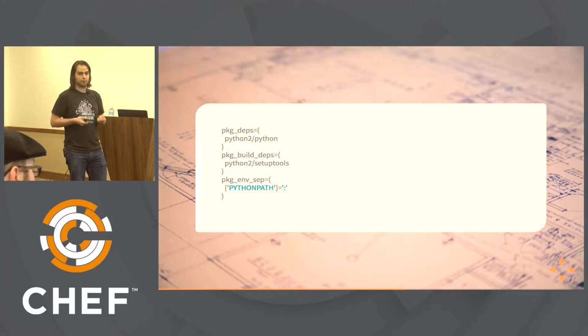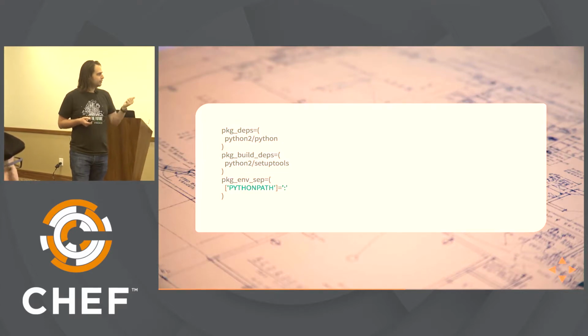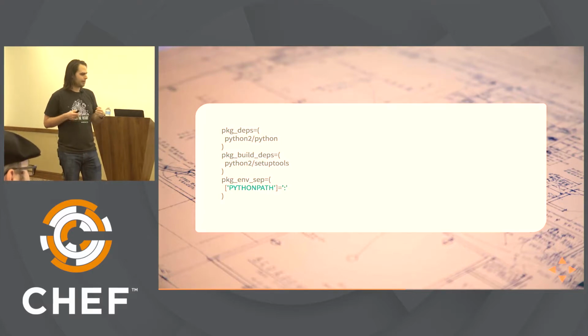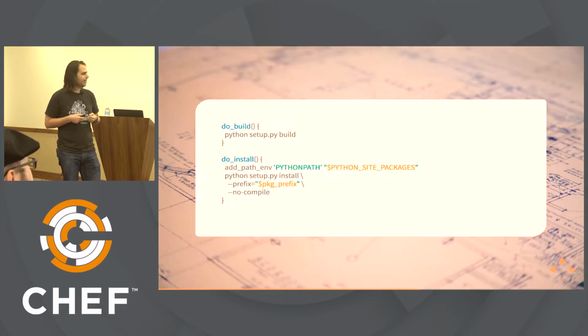Same thing goes for pip. Why do you need to be shipping a tool to allow people to install libraries into an application once it's already packaged up? It's just unnecessary. And then we specify the Python path separator. And this will allow us to take our Python path that we defined in this package and join it with the other packages in our whole Python ecosystem.